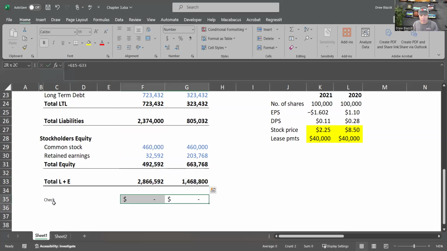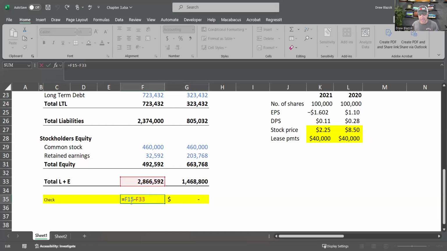This is what you want. That check down there, you want that to be 0. That means it balanced. A balance sheet must always balance. Okay. So what I did here was I said total assets minus total liabilities plus equity. If there's a dollar amount, it's not balancing. If it equals 0, we are good to go.